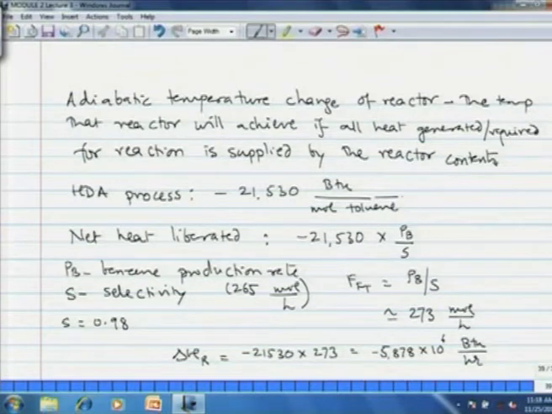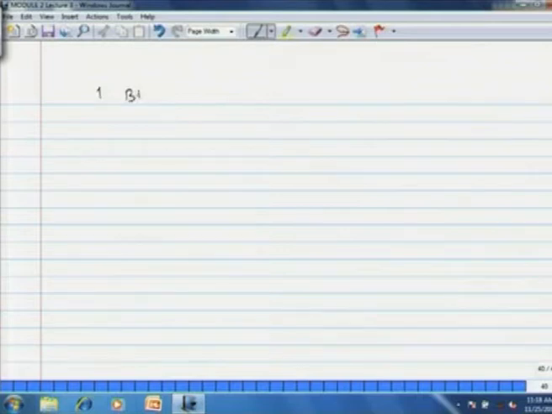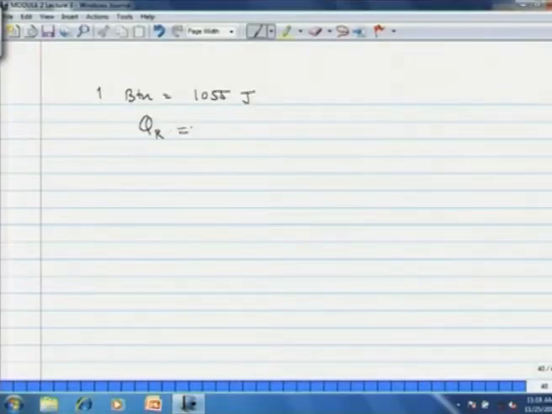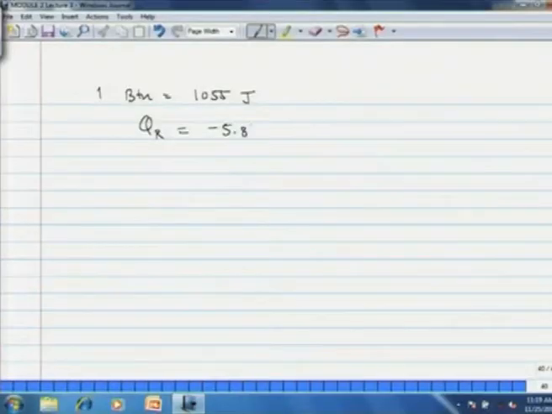Now, before we go for further calculation, I would like to give some conversions. Unit conversion: 1 BTU is 1055 joules, and with this you can convert the calculation into SI units. In tutorial we shall see calculations mostly in SI units. This is just learning principles, so I am using previous units. So, for production of 265 mole per hour of benzene, the heat that is required is minus 5.878 into 10 to power 6 BTU per hour.